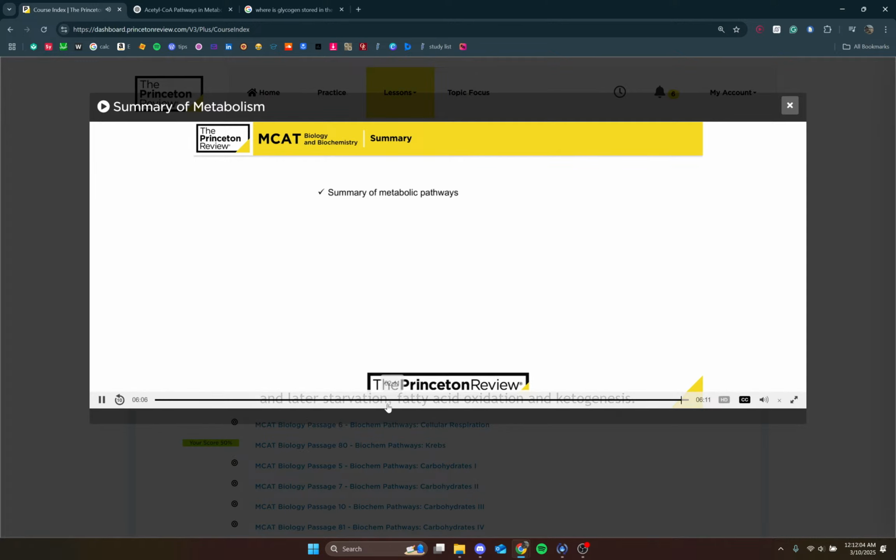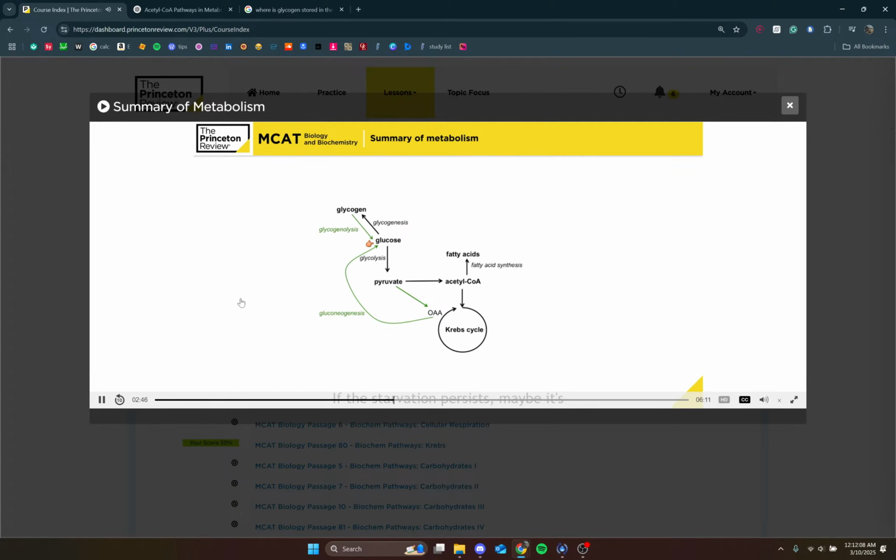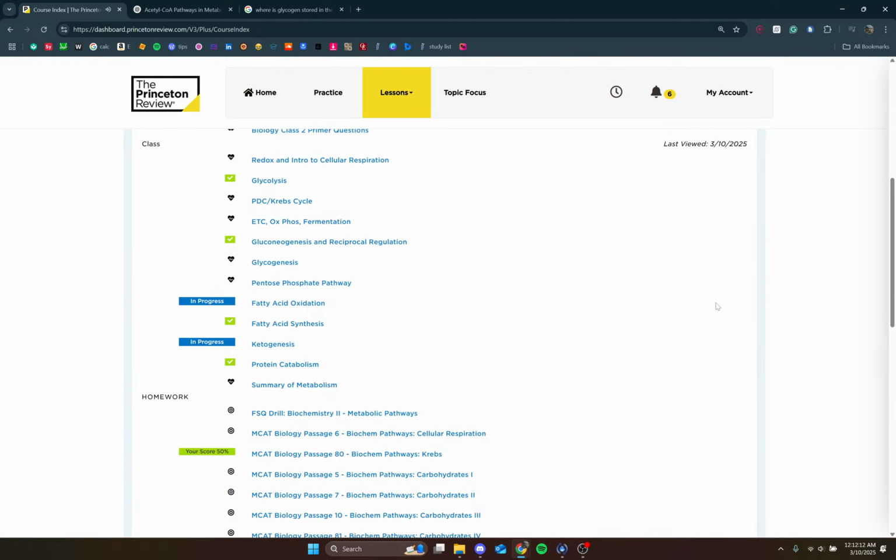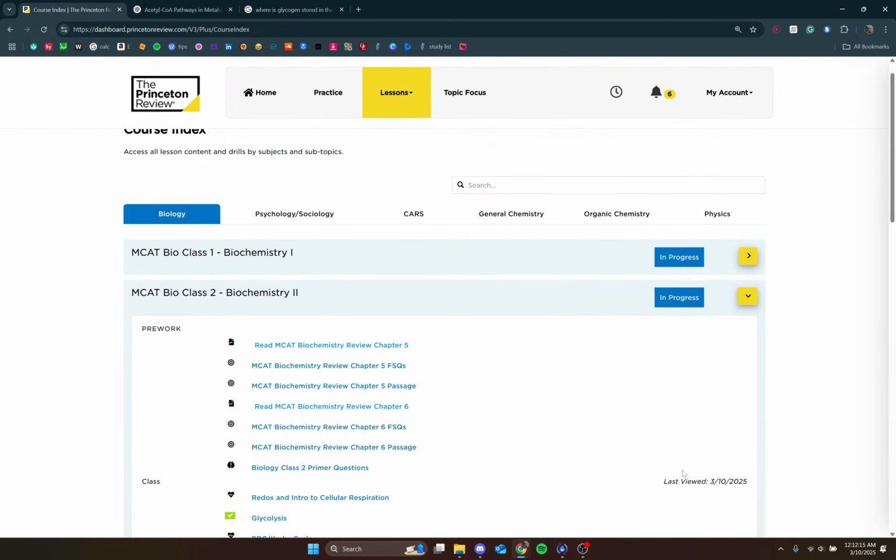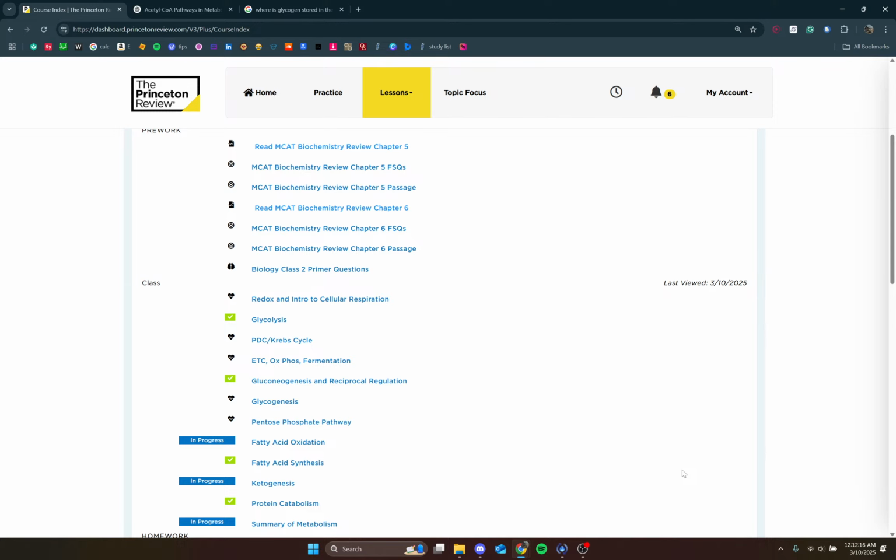and ketogenesis. I'm And we looked curious at that about other cells can use for energy. If the starvation glyconeogenesis and persists, maybe it's now been glycogenesis. 24 hours. Was that in biochemistry 1? Glycolysis, glycogenesis.